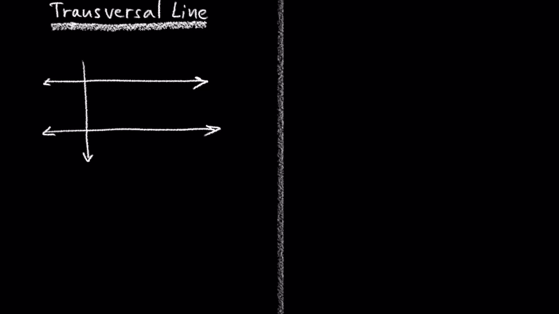What is a transversal line? A transversal line is a line that intersects two other lines at different points. If the line intersects two parallel lines, and the transversal is perpendicular to the parallel lines, then all 8 angles formed are right angles.